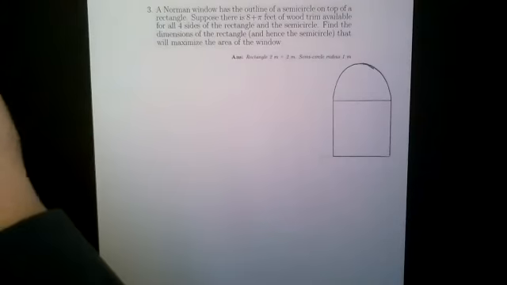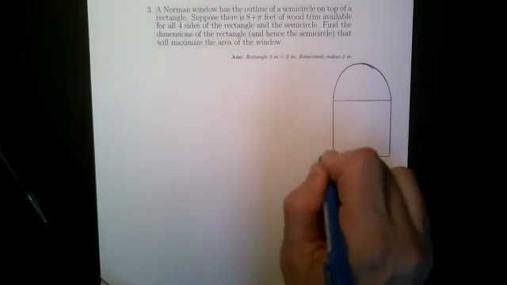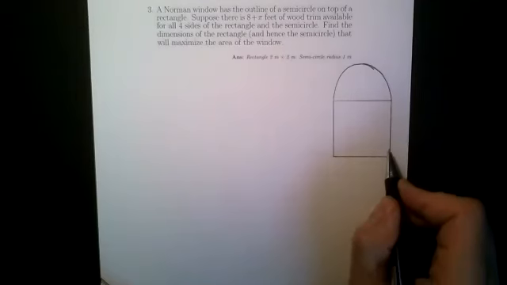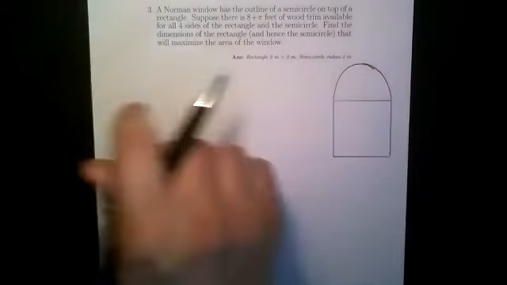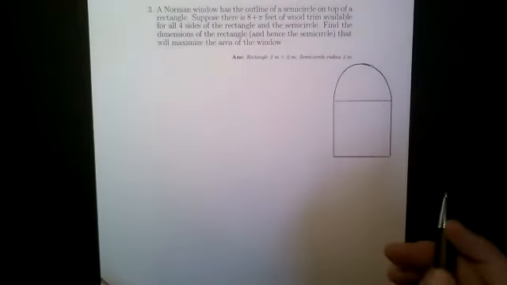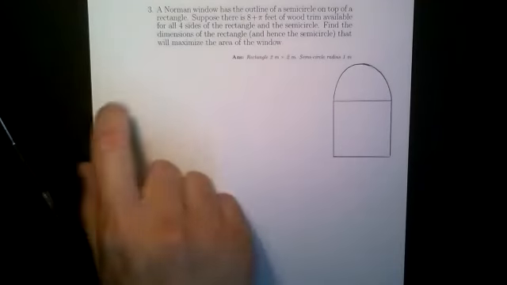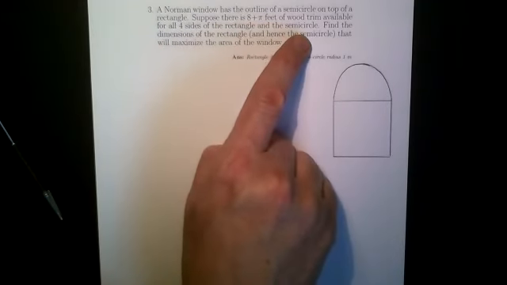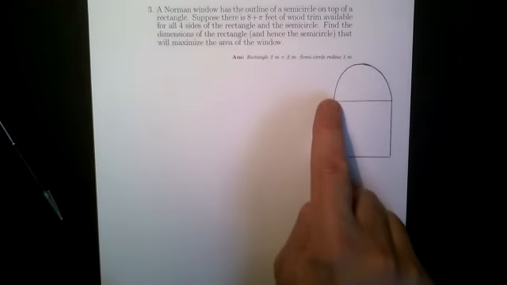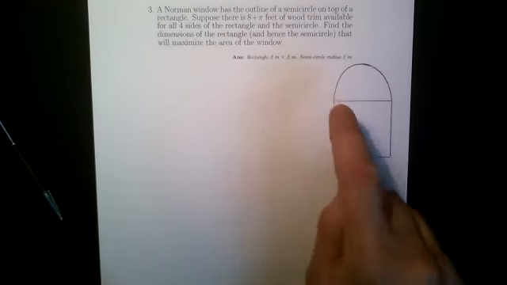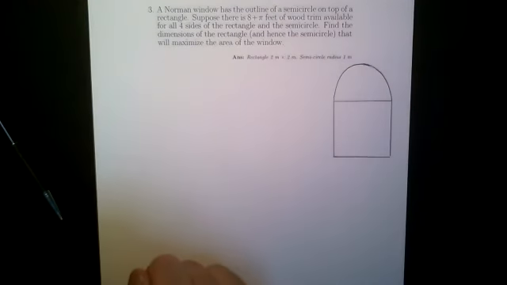Okay, that's a Norman window. It's a rectangle, and on top of the rectangle, there's a semicircle. And what's given? There is 4 plus pi feet of wood trim available for all sides of the rectangle. So 1, 2, 3, 4 for the frame of this part of the window, and for the arc, the semicircle on top.